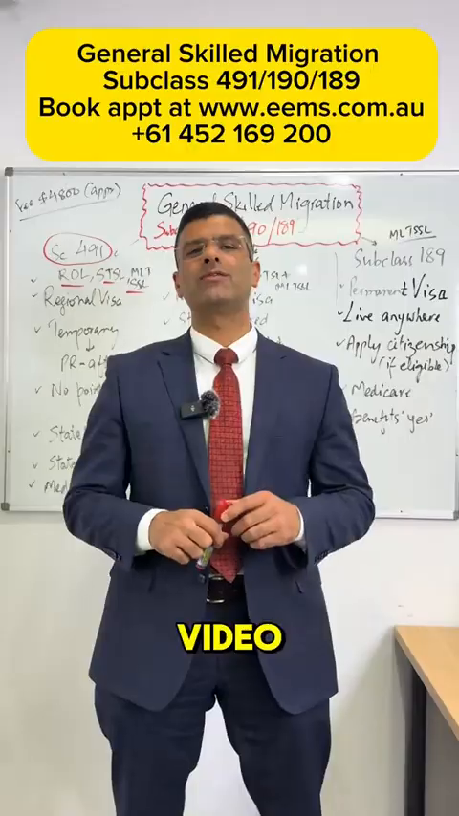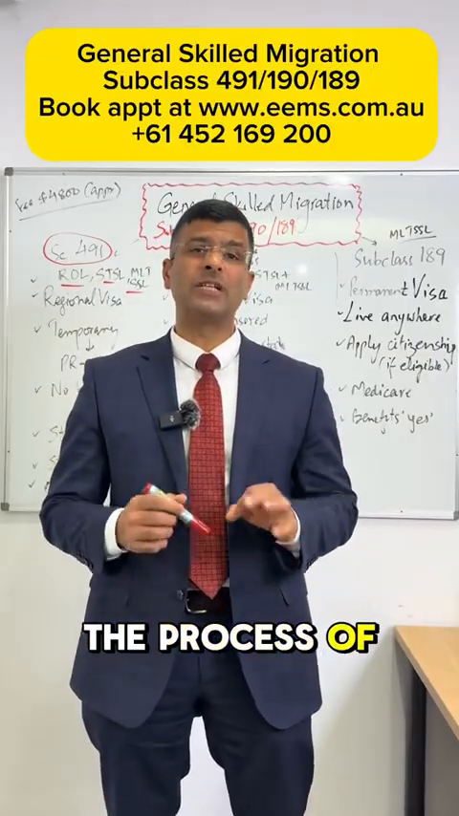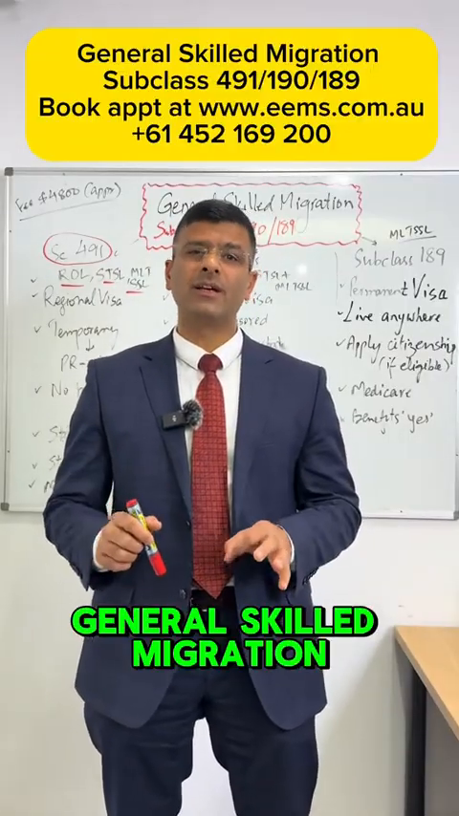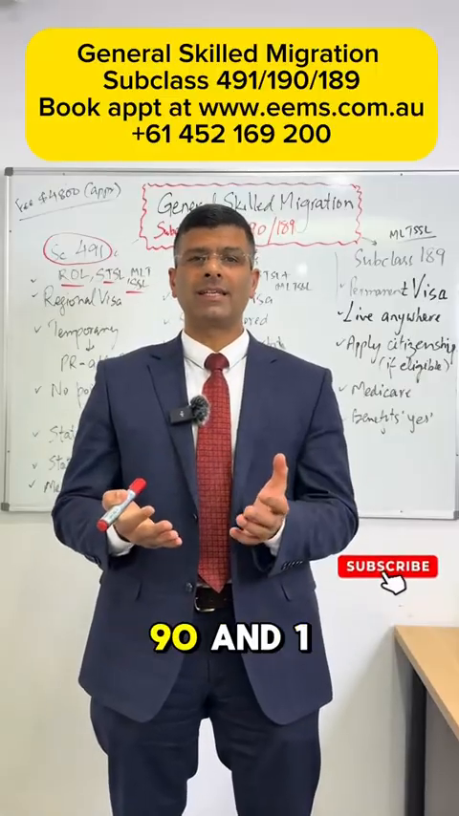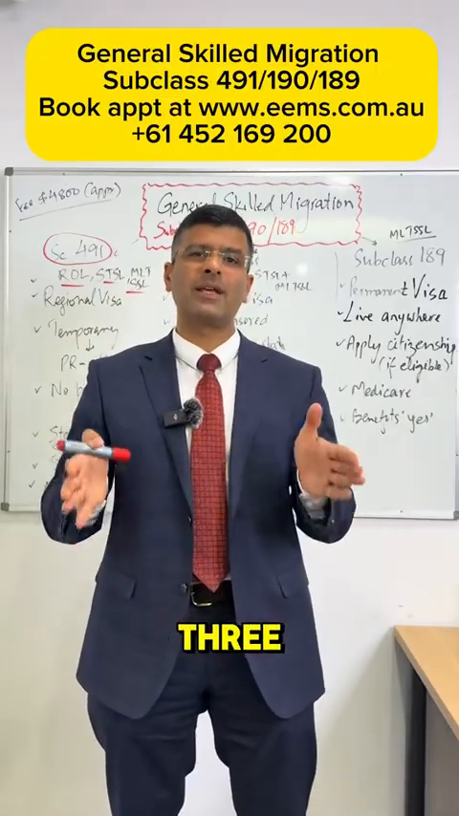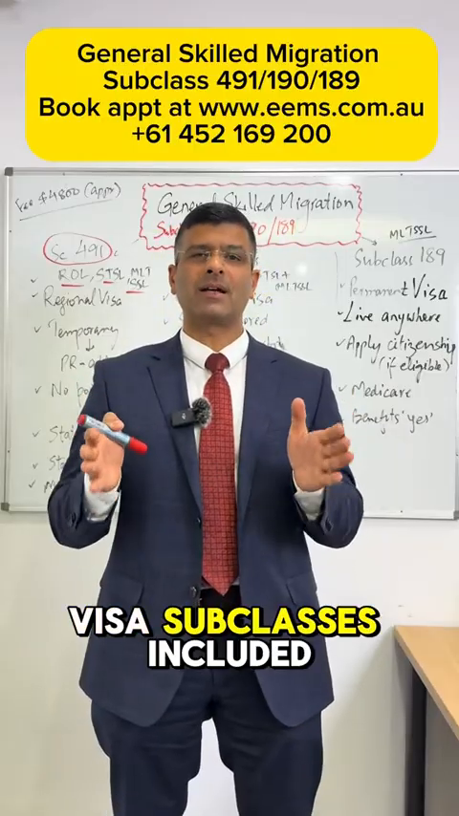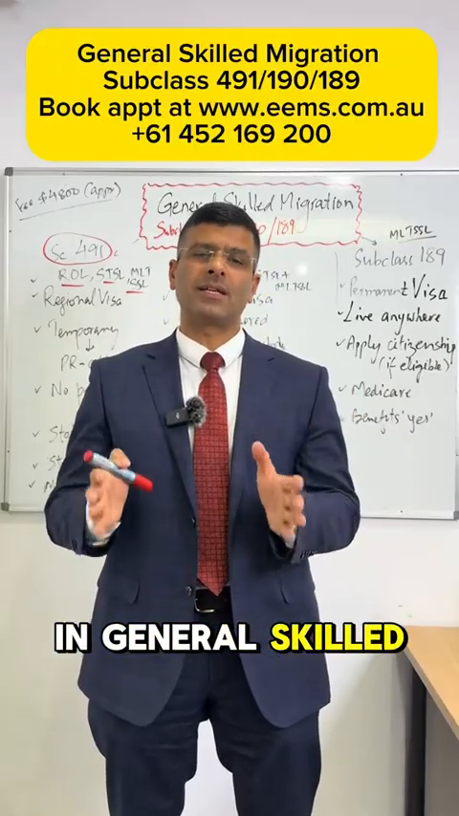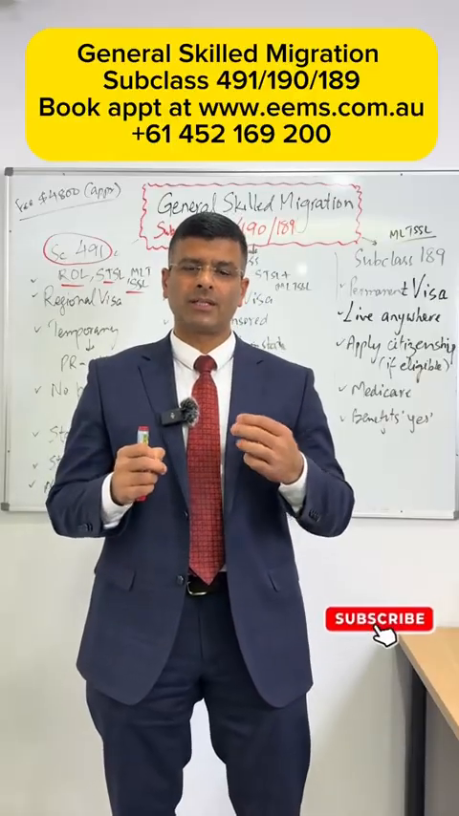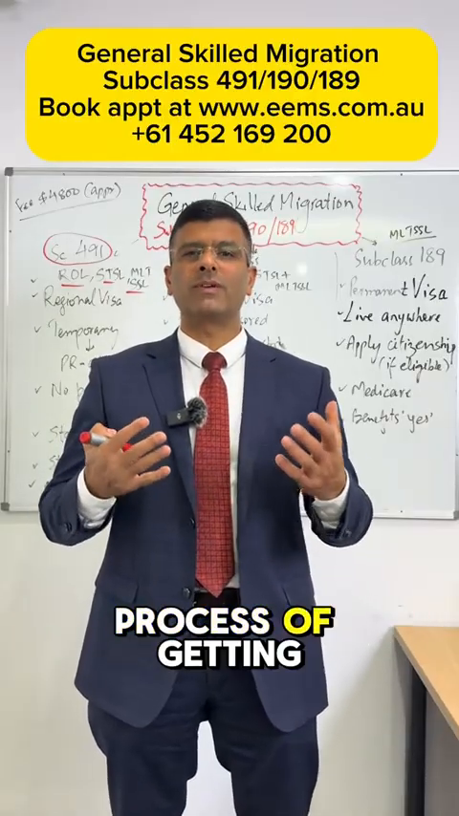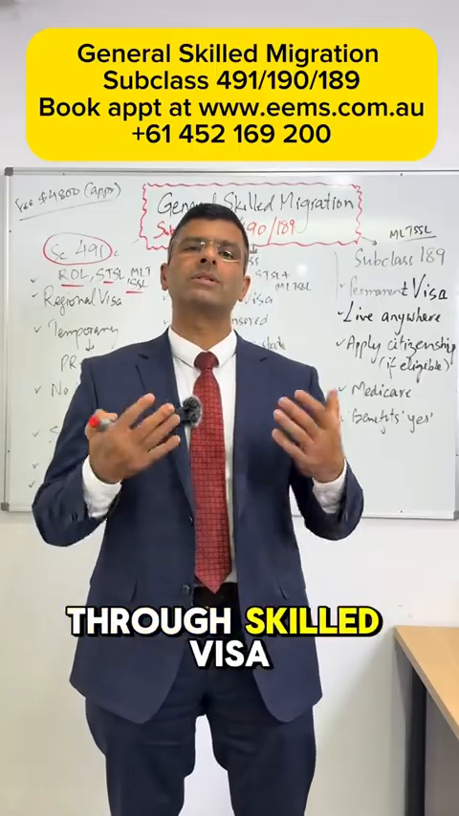In today's video, we are going to look at the process of general skilled migration. We also call it subclass 491, 190 and 189. So these are three visa subclasses included in the general skilled migration process. In very simple terms, you can also call it the process of getting PR in Australia through a skilled visa.